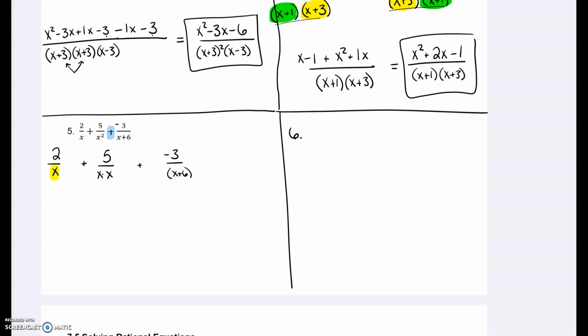Okay, matchy game. These two have x. This one needs an x. I'm going to put it after the numerator, but in front of the denominator. The second one has another x, so the first one needs that. And the third one needs that. The last one has x plus 6. We need that on the first one and the second one. So x plus 6, x plus 6.